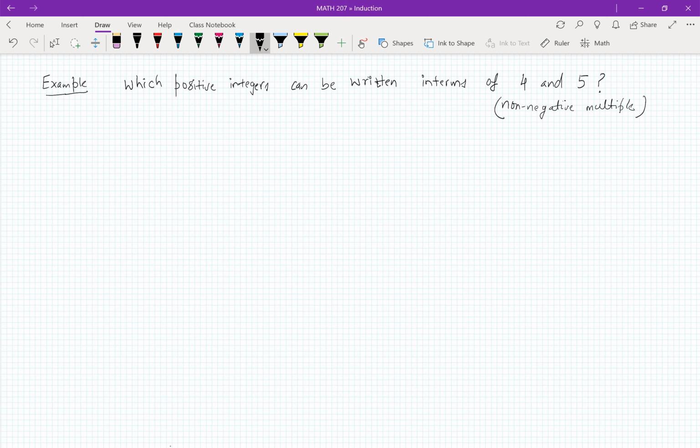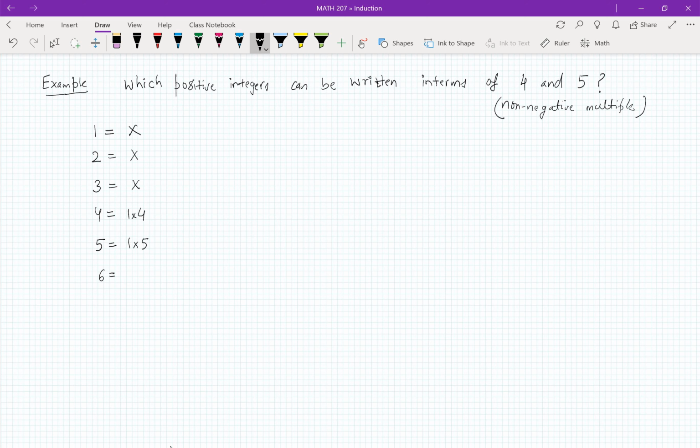Let's suppose we want to figure out which positive integers can be written in terms of 4 and 5, or in terms of non-negative multiples of 4 and 5. If you look at 1, we cannot represent 1 in terms of 4 and 5. 2, we cannot represent 2. 3, we cannot represent 3. 4, we can write 4 as 1 times 4. 5 can be written as 1 times 5.